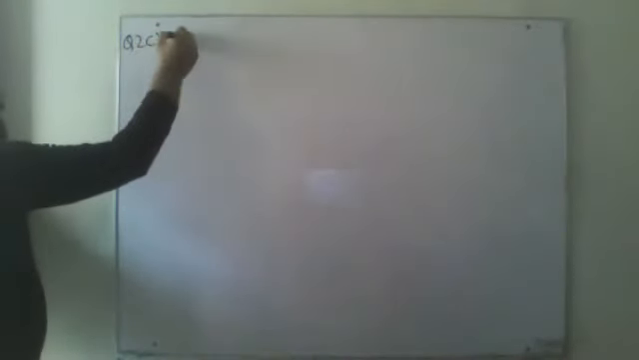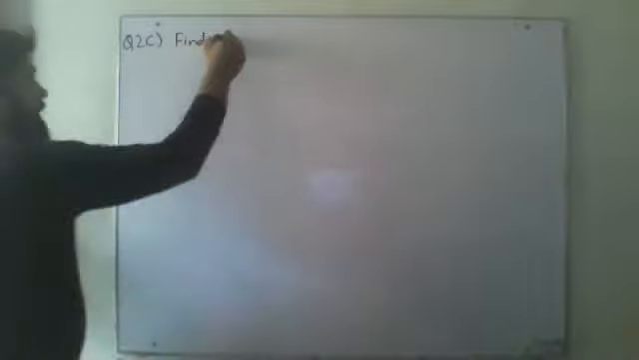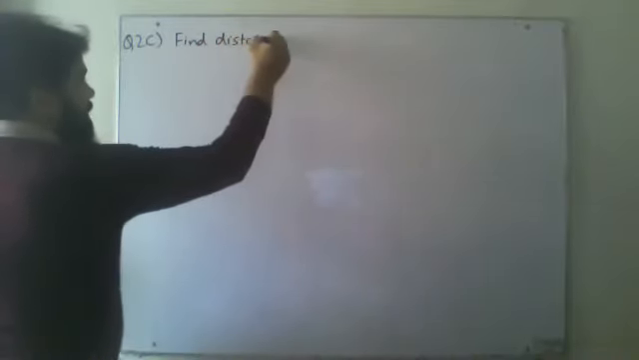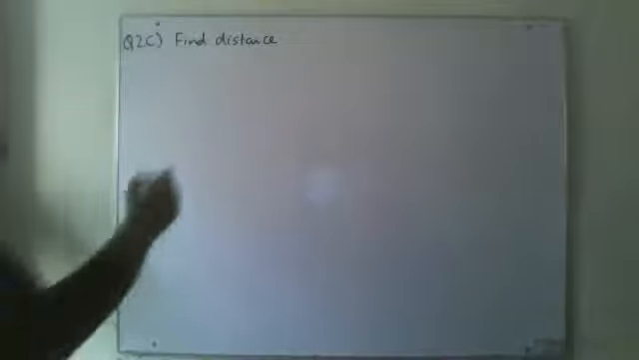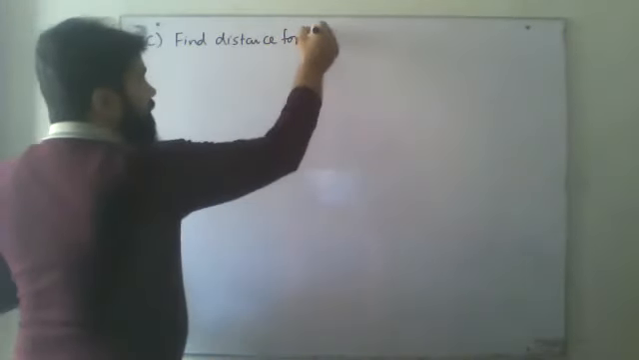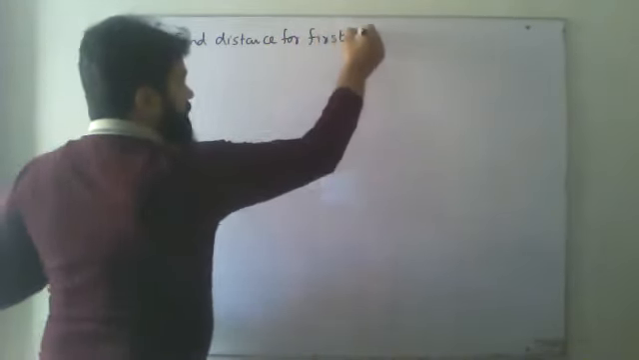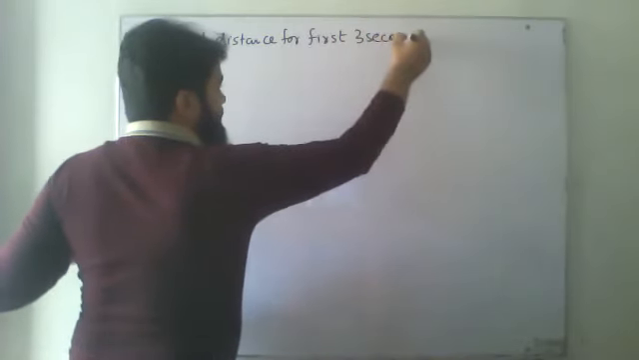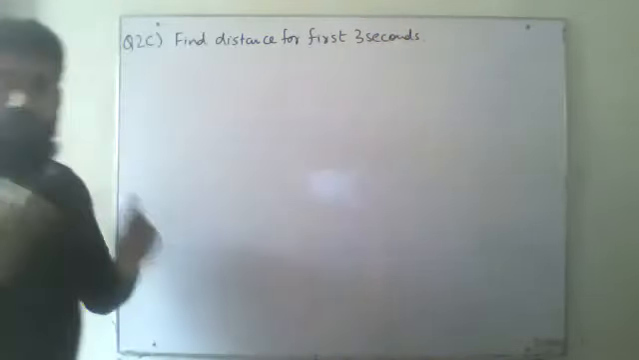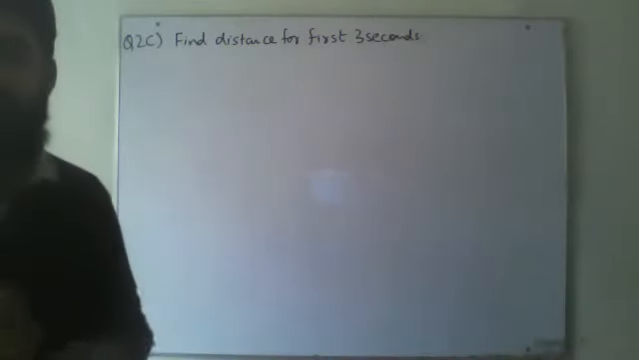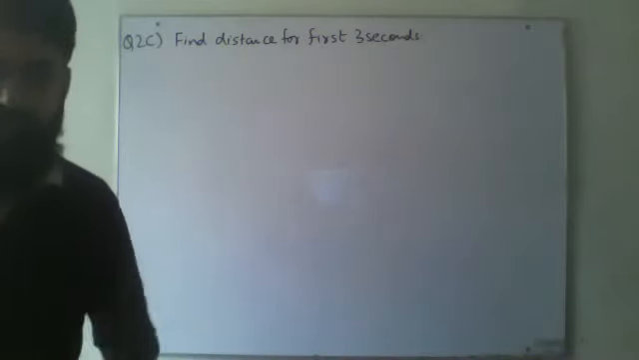Same thing, question number 2, part C. Okay, question number 2, part C. They are asking to find distance for first 3 seconds. Now I'm giving you an easier way. You don't have to draw anything. You can just directly solve it and you can have your answer.